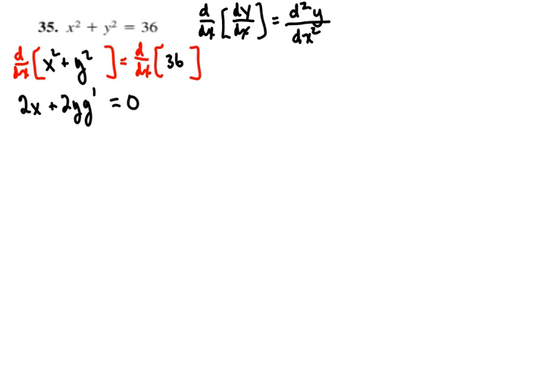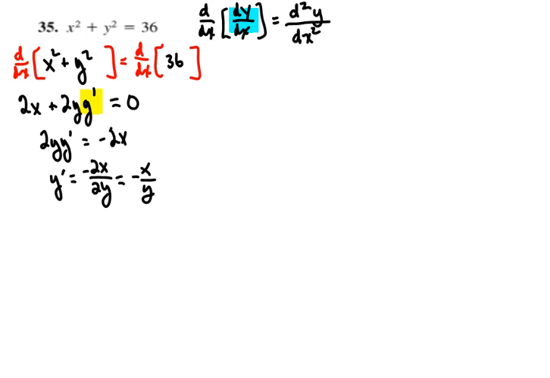So we have 2x plus 2y y prime is equal to 0. We're going to isolate the y prime, and we get 2y y prime is equal to negative 2x, and we've done this for, if not the same exact circle, for similar circles at the beginning. And so we know that y prime is equal to negative x over y. That's the first derivative. That's in blue at the top there. That's dy dx, or y prime.